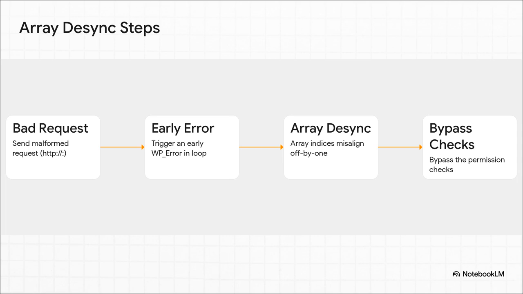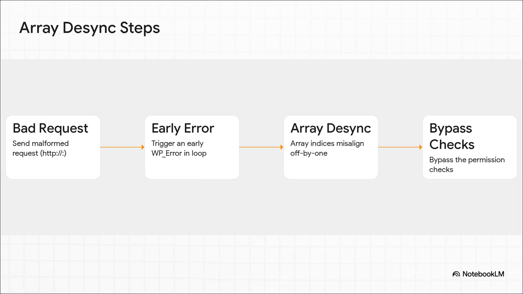So, the WordPress batch API is designed to let a client bundle a bunch of different REST calls into one single request. To exploit this, the attacker starts by sending a crafted batch where the very first subrequest is intentionally malformed. For example, they might send a totally broken path like http://. This purposely triggers an early WP_Error in the processing loop. But because of a logic flaw in how WordPress handles that early error, the internal arrays that are supposed to be tracking all the subsequent requests become misaligned. And that misalignment?